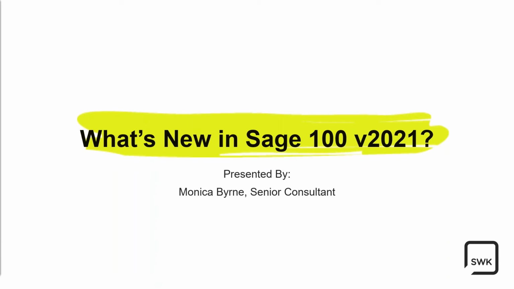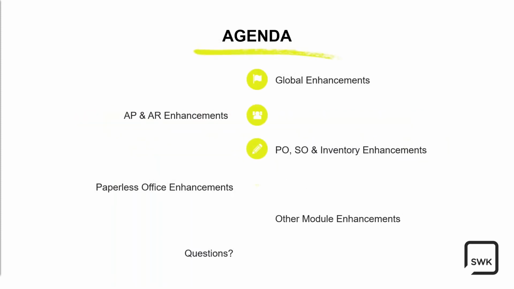I want to show you today what's new in Sage 100 version 2021. As in all Sage releases, there are some new features available. The Sage 100 version 2021 does not disappoint. We have some global enhancements, AP and AR enhancements. We're going to look at PO, sales order, and inventory. Quite a few paperless office enhancements and a few other items.